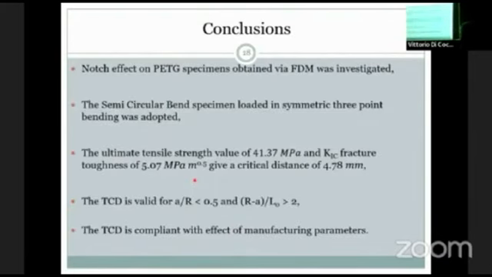So to conclude, we investigated the notch effect on PETG specimens obtained via FDM. We used semicircular bend specimens loaded in symmetric 3-point bending. We determined the ultimate tensile strength and the fracture toughness, and we got a value of 4.78 millimeters for the critical distance. The theory of critical distance looks to be valid for crack lengths up to half of the radius, and for ligament size 2 times higher than the critical size.